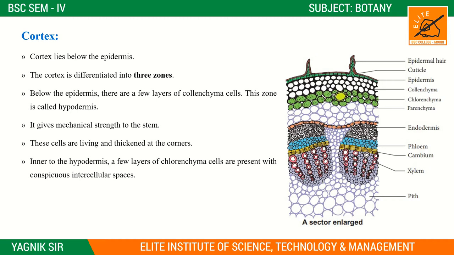chlorenchyma cells. Chlorenchyma means chloroplast is present, with conspicuous intercellular space. These chlorenchyma cells are loosely arranged, so that's why intercellular spaces are present. This region performs photosynthesis, and some resin ducts also occur here.